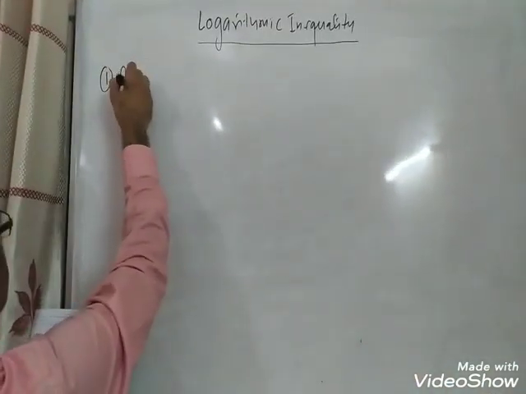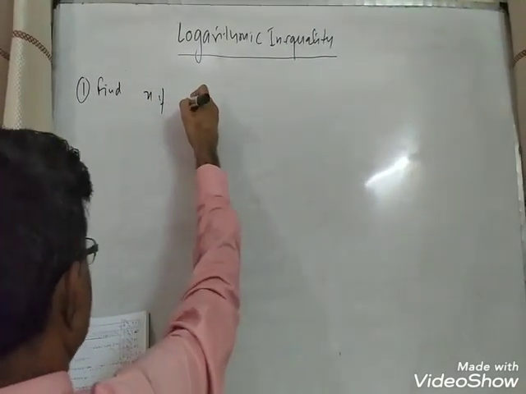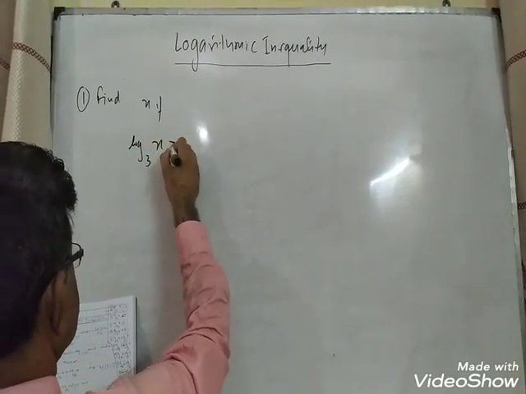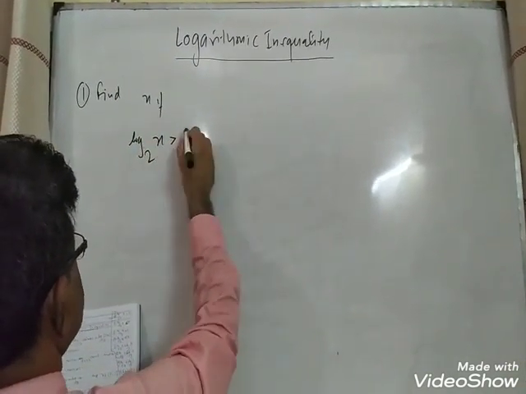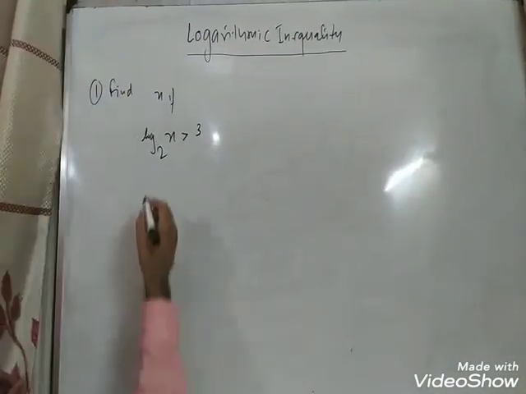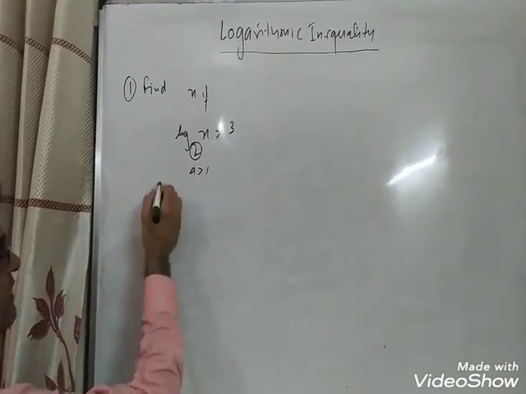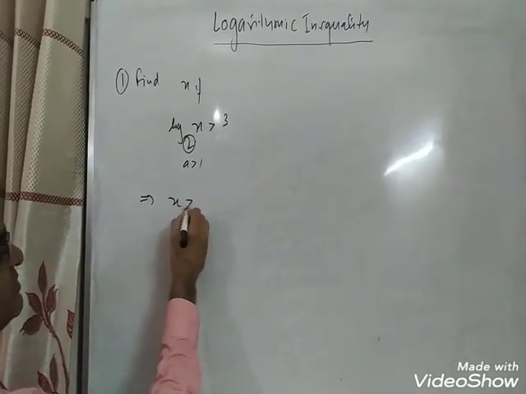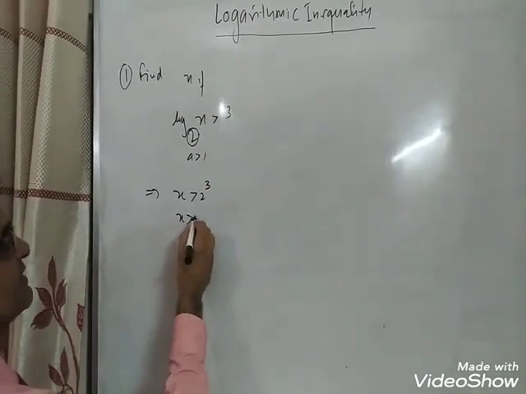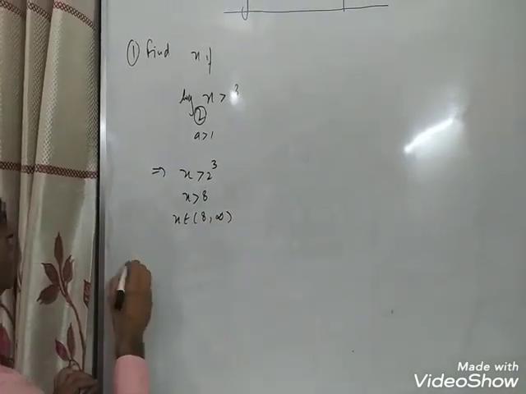First question, find x if log base 2 of x is greater than 3. So you can see here the base is 2, which is greater than 1. So we can open it like this, there is no change in the sign. So this will be x is greater than 2 to the power 3. It means x is greater than 8. So x will be from 8 to infinity.